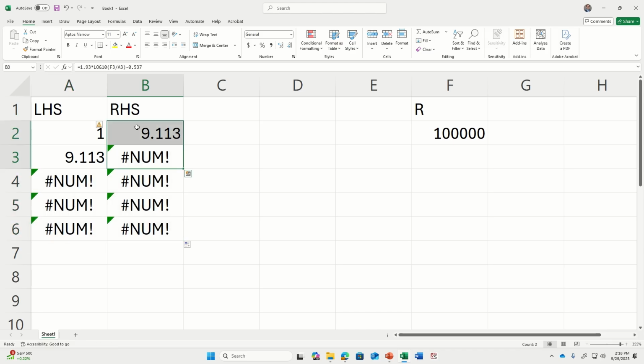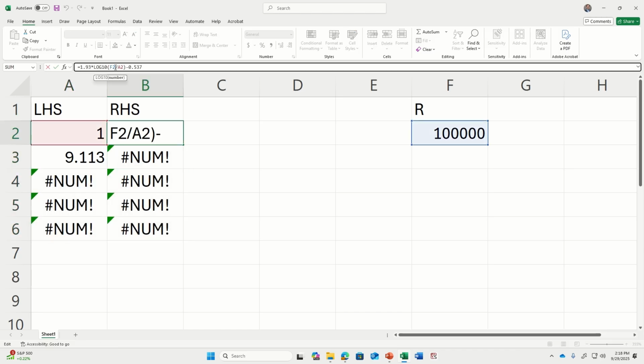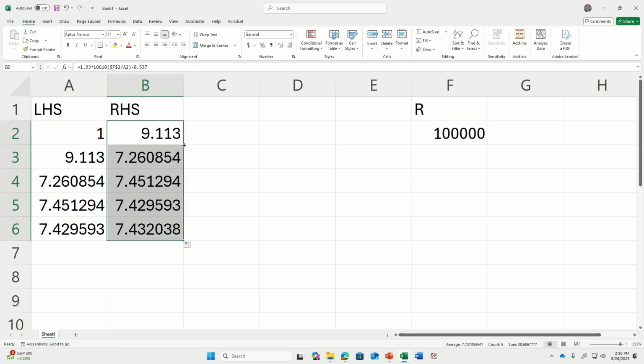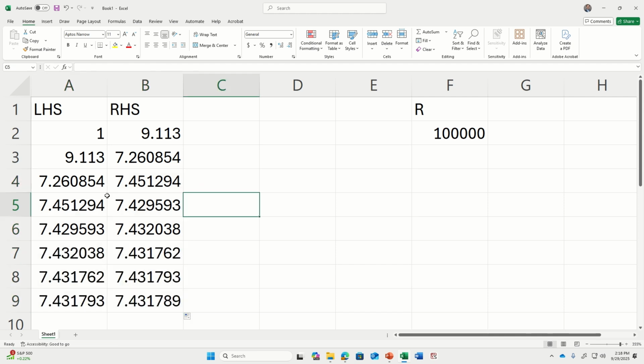Oh yeah, I always forget this. I have to lock in the cell reference for the Reynolds number. There we go. So there's my fixed point iteration that we had last time, and again, it's converging to something. It's converging to 7.43. And so I know that my basin of attraction has to include that fixed point.